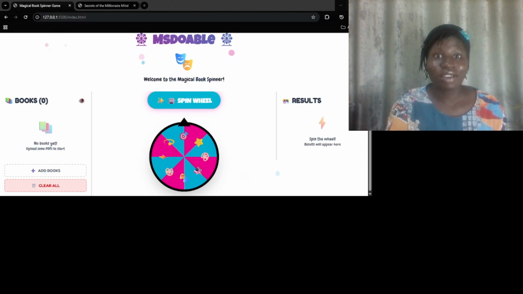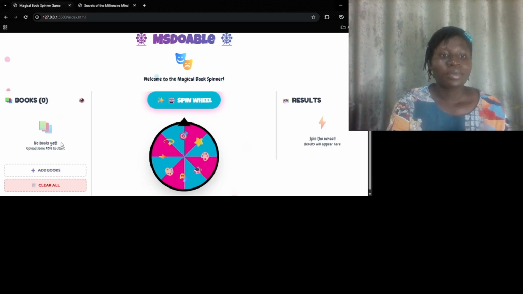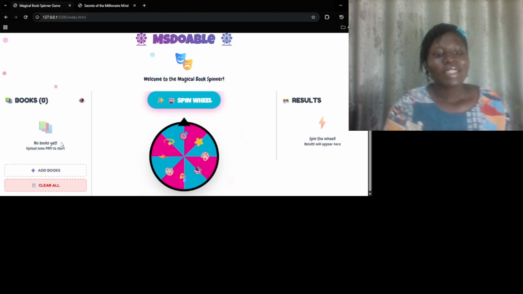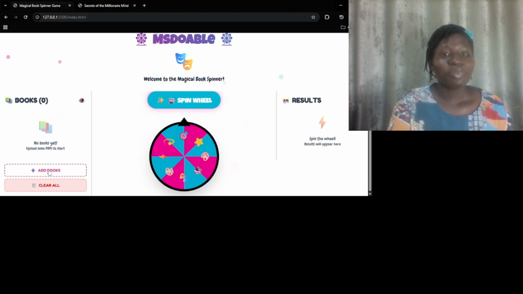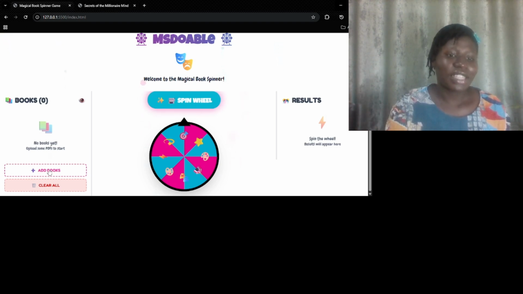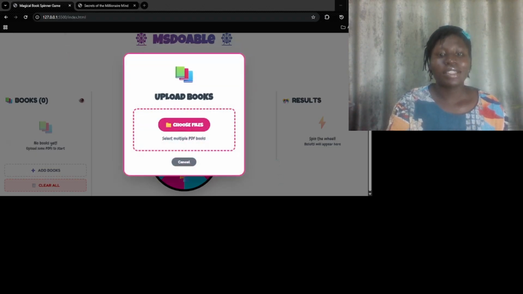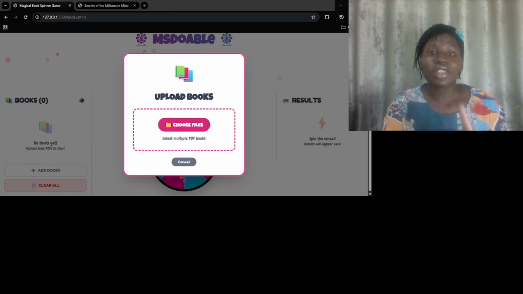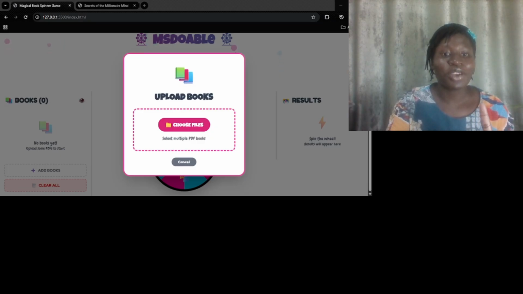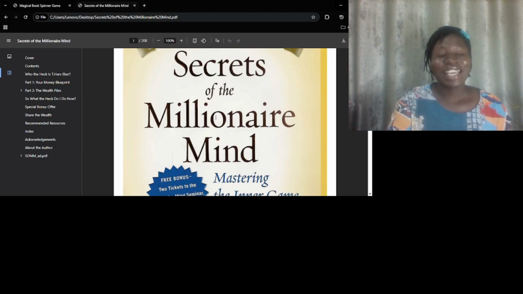This is like I'm stating out the rules of the game. So here is the game. Okay, so you come and add your book. Maybe you have a book that you want to really get some information from, and you just come and click here, add books. So we choose a book in PDF form, and you won't see this pop-up window, but I have quite a number of books on my computer, and today's book that we are doing is Secrets of the Millionaire Mind. You don't ask me why I chose that, but honestly I think we all need this.